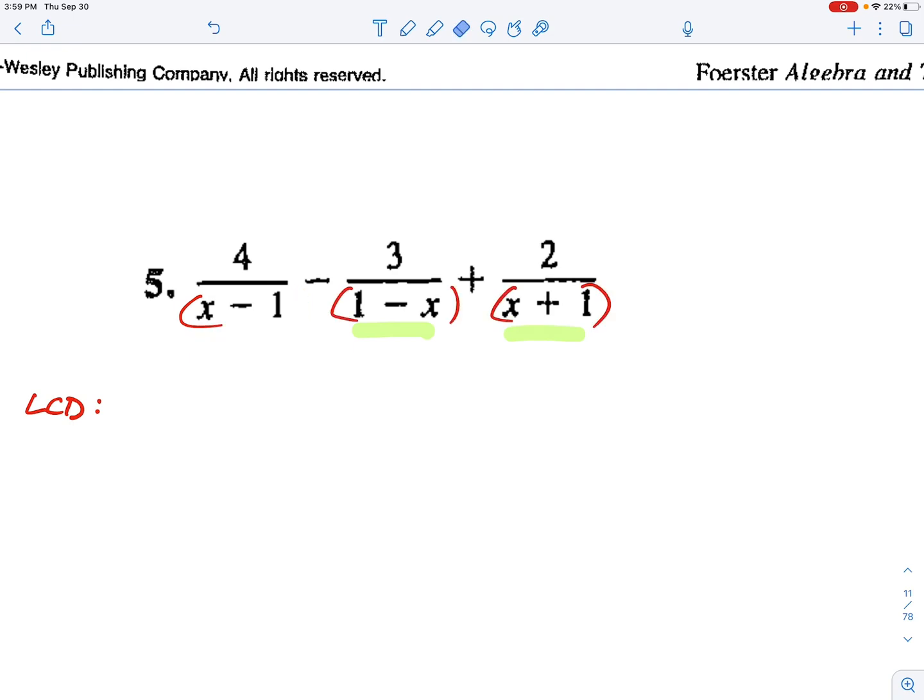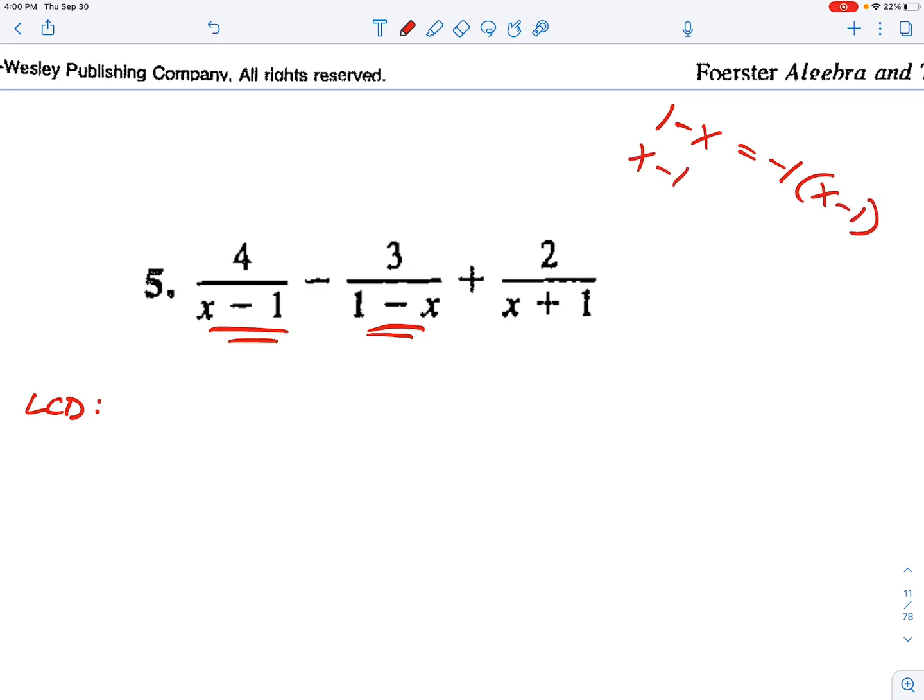There's something super close between x minus 1 and 1 minus x. So close, in fact, that they're not exactly the same, but they are opposites. 1 minus x is really the opposite of x minus 1. And if you want to say it the other way, x minus 1 is the opposite of 1 minus x.